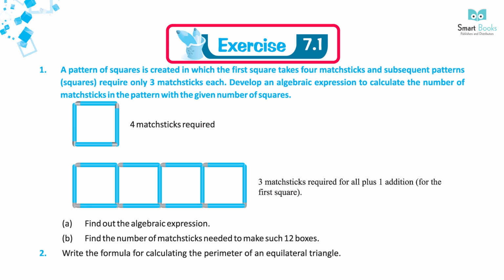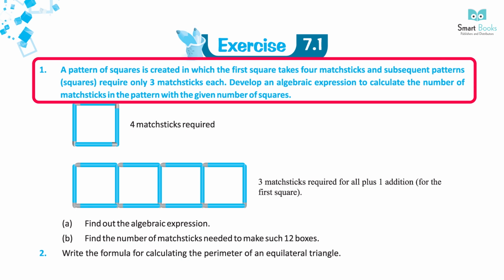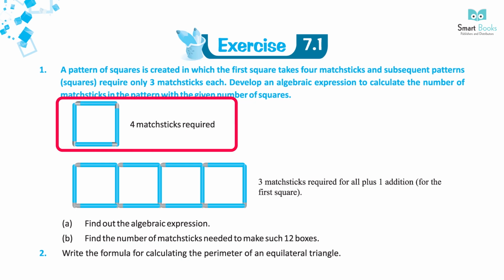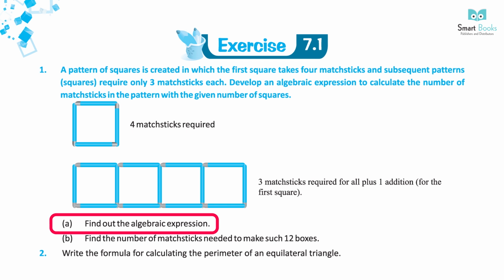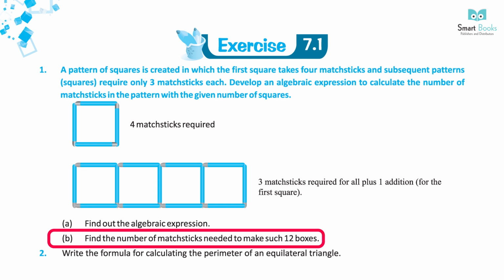Exercise 7.1. Question 1. A pattern of squares is created in which the first square takes 4 matchsticks and subsequent squares require only 3 matchsticks each. Develop an algebraic expression to calculate the number of matchsticks in the pattern with the given number of squares. 4 matchsticks are required for the first square; 3 matchsticks are required for all, plus 1 addition for the first square. A. Find the algebraic expression. Solution: 3n plus 1, where n is the number of squares. B. Find the number of matchsticks needed to make 12 such boxes.